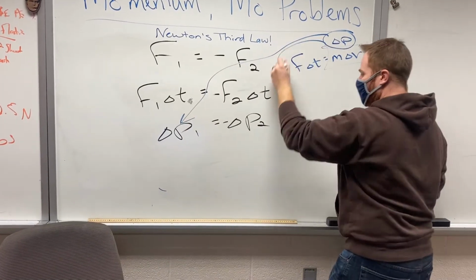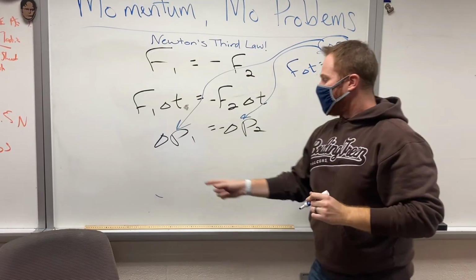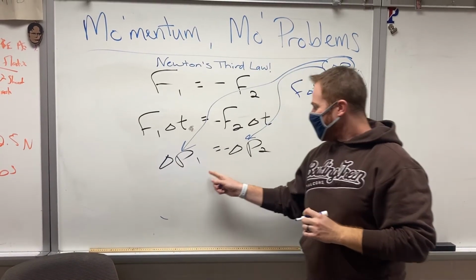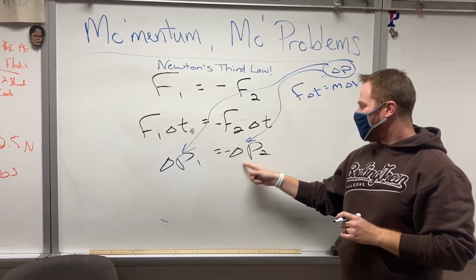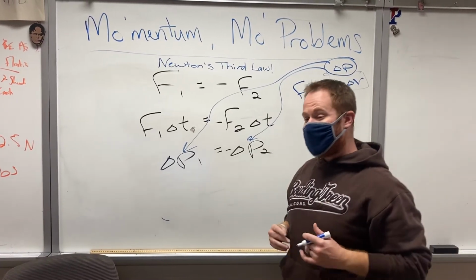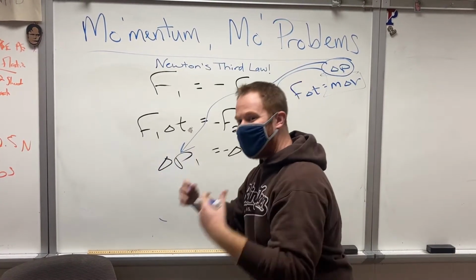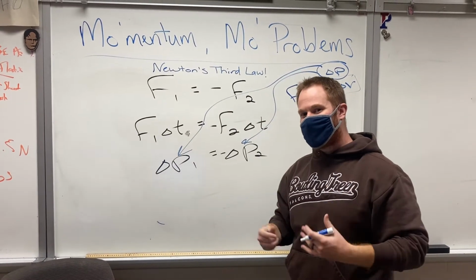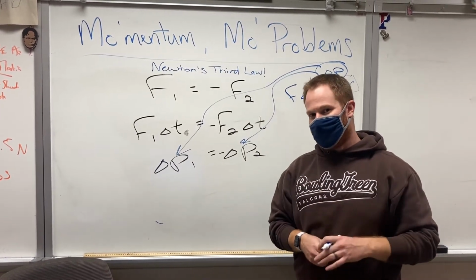So what this really says is that the change in momentum on one object is equal and opposite to the change in momentum on the other object. In other words, whatever momentum is gained by one thing in a collision is equal to the momentum lost in the other object in that collision.